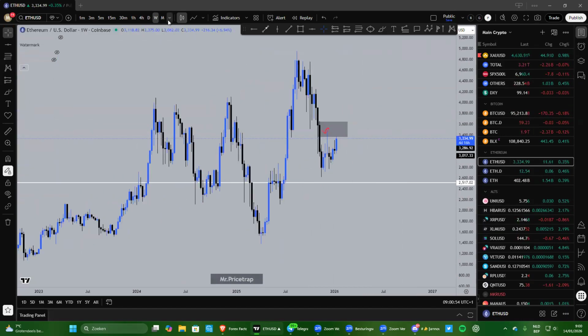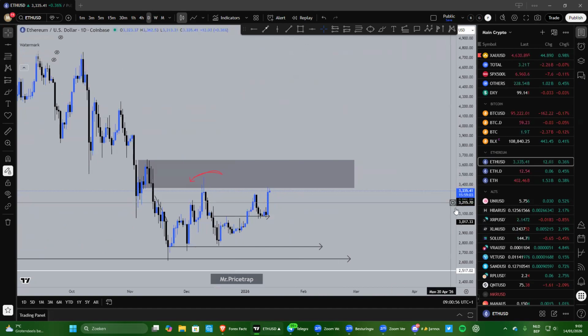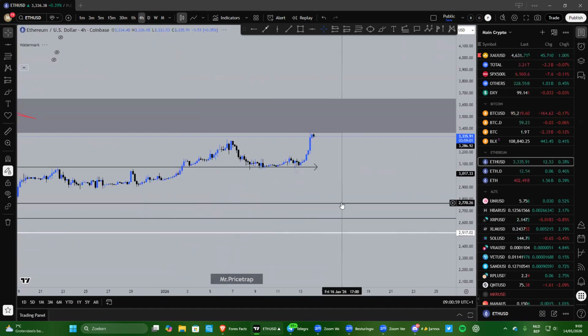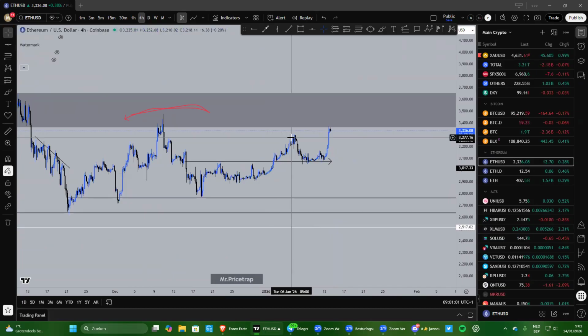And for Ethereum, of course, we have exactly the same thing. If you see Bitcoin move, of course, Ethereum is following. Like I said, here, same thing. We broke that 4-hour structure.